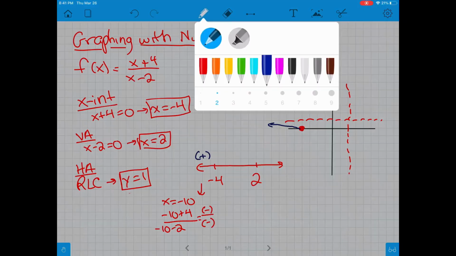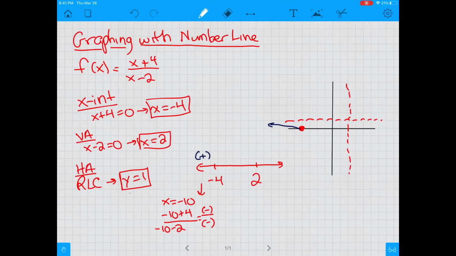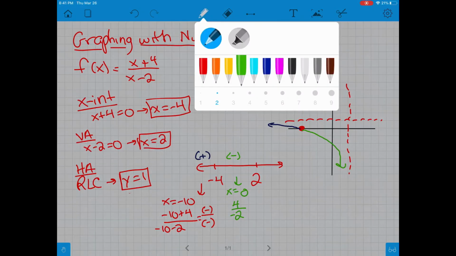Now between -4 and 2, maybe I'll use green for this, I'm just going to use 0 for this one. Come on. There we go. When I plug that in, I just end up with 4 over -2. Well, it's going to be negative here. So on my picture, what that means is this part is going to be below the axis as it approaches that vertical asymptote.